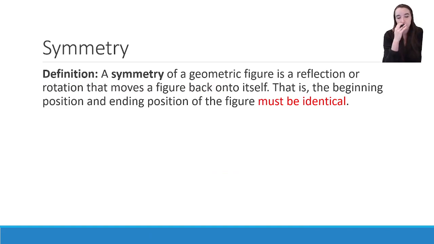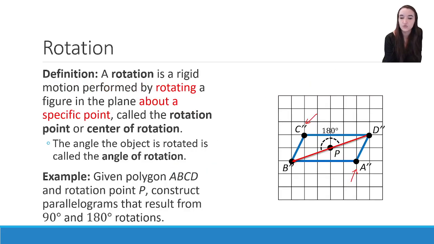So now that we have all of that, we can talk about symmetry. A symmetry of a geometric figure is a reflection or rotation that moves a figure back onto itself. That is, the beginning position and ending position of the figure must be identical, just like they were with the 180-degree rotation of this parallelogram. We can't see the original picture anymore because it ends up directly on top of it. In fact, a 180-degree rotation is a symmetry of this parallelogram, while a 90-degree rotation would not have been.